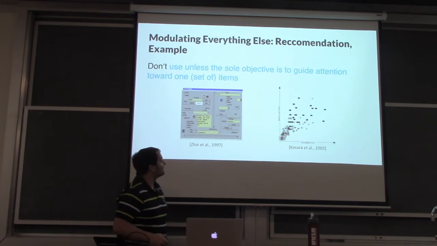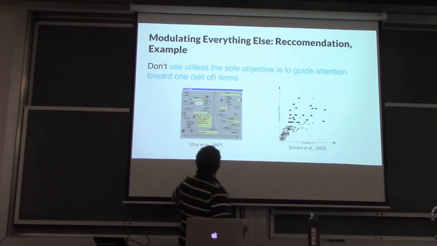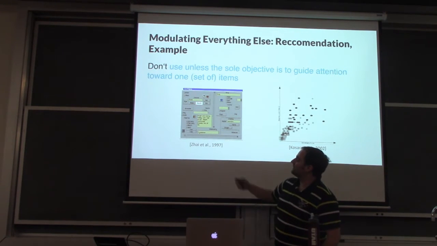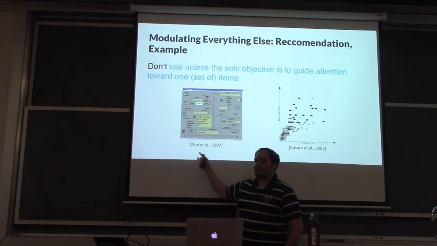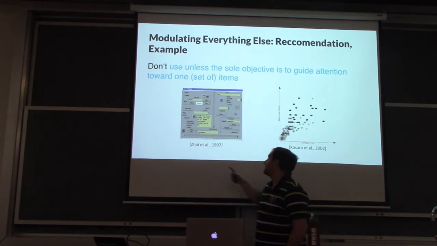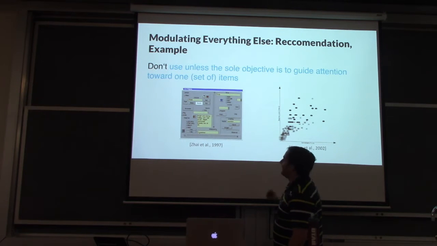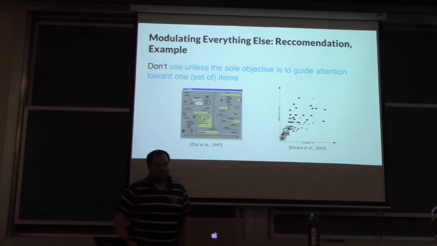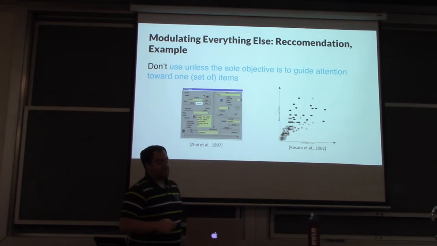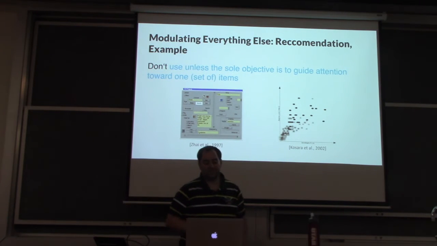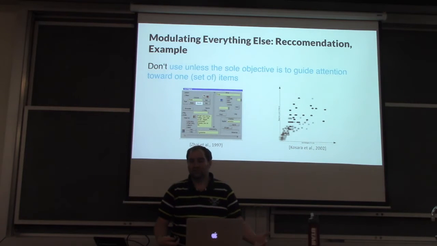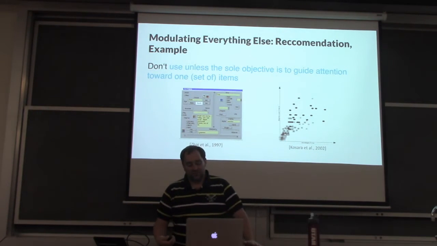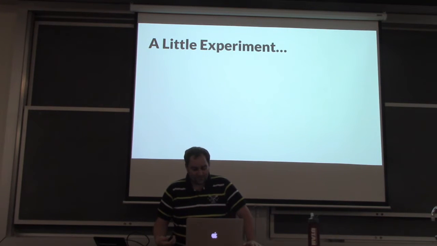Here are two real examples from papers. People have studied at CHI how people would find this particular button, and they have shown that there's a significant difference in finding this button, of course. And people also have studied this for brushing based on scatter plots. So my recommendation is, don't use this unless your sole objective is to guide attention toward one particular set of items. If the context plays any role, don't do that. And so here's a little experiment now.